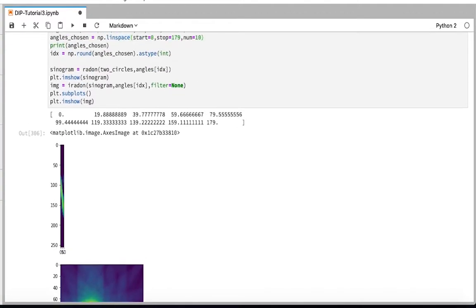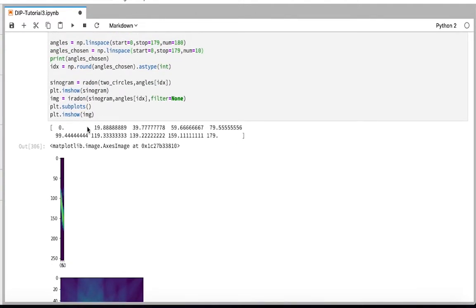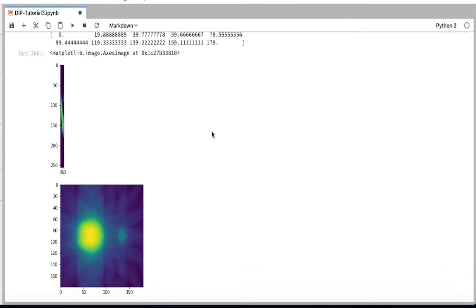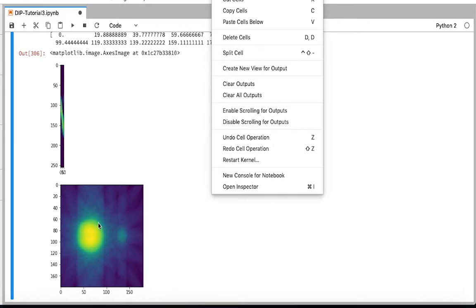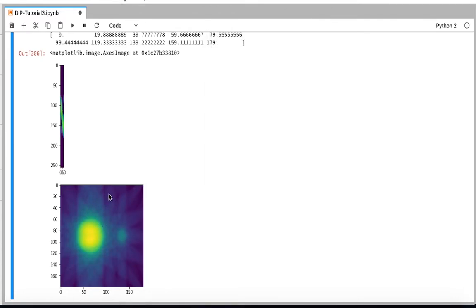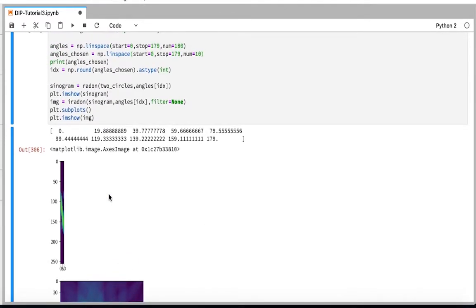If I took 10 angles, so 0, 20, 40, and so on to 180, you're already forming the image. You're getting an idea of what the tissue geometry is inside. But you see a lot of artifacts, right? So let's assume that we collected the whole scan evenly spanning 180 degrees, and see what we get.